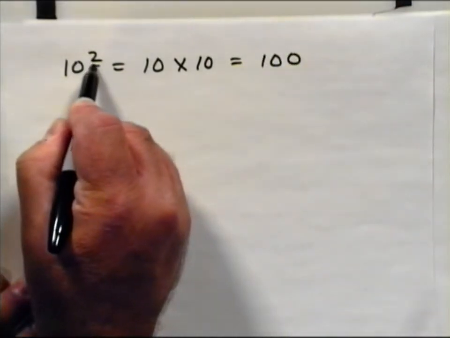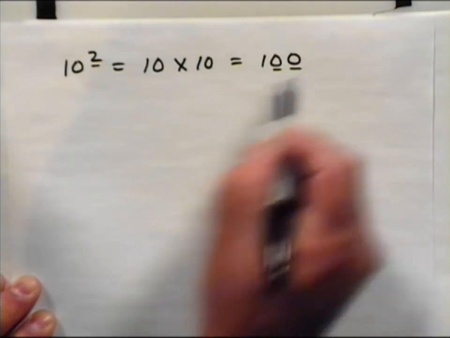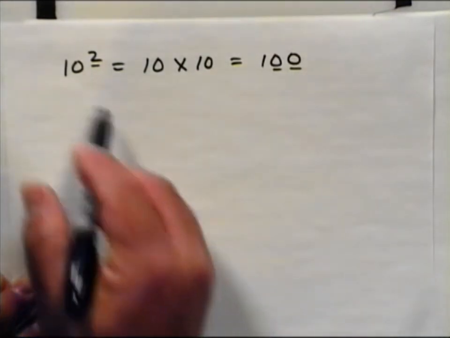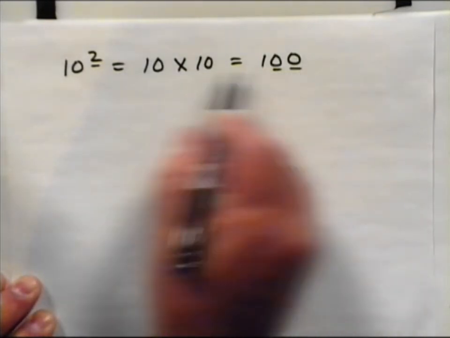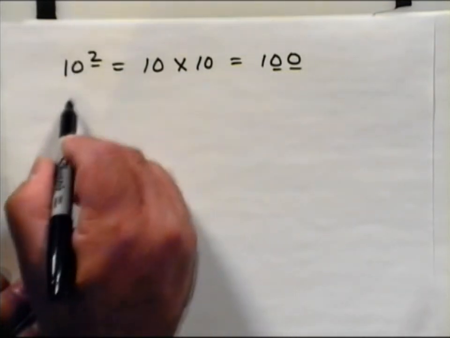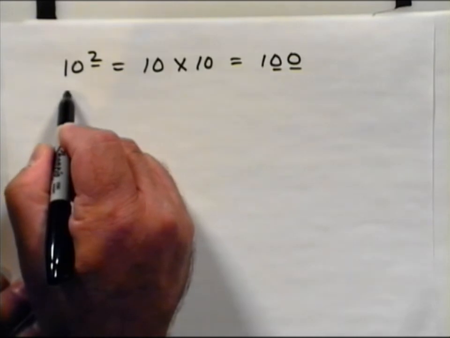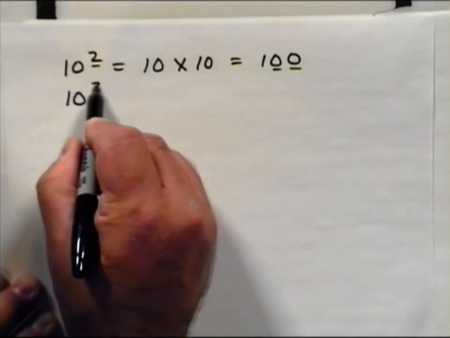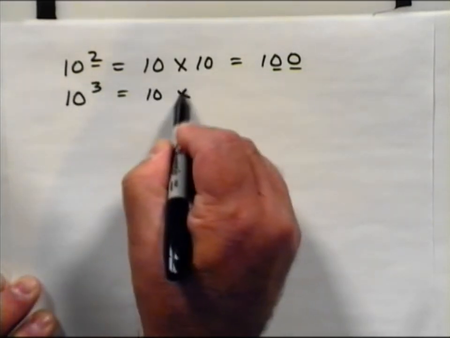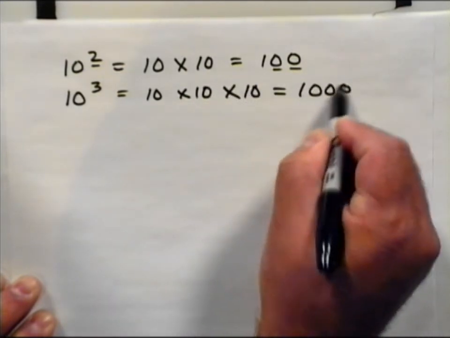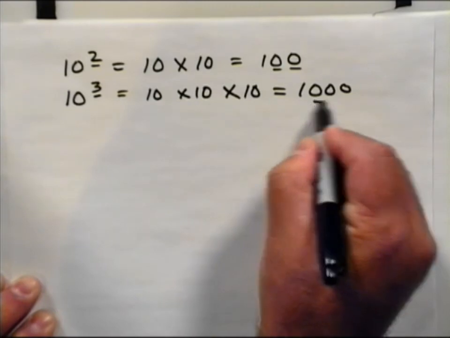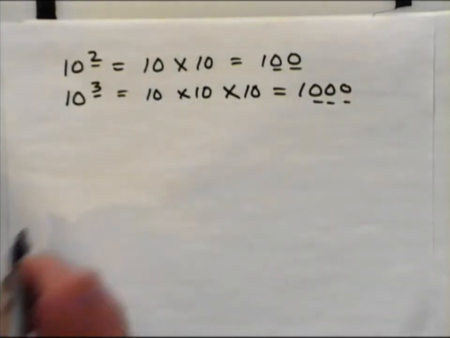And we notice that the second power tells us we have an answer ending in 2 zeros. So we would have 10 times 10 is equal to 100. This exponent simply tells us how many zeros we have. 10 to the third power would be 10 times 10 times 10, or 1,000. Again, the exponent being 3, we end up with 3 zeros.